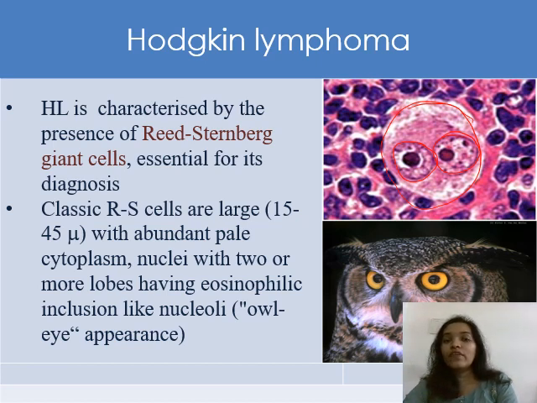So further, the differential diagnosis for the presence of RS-like cells include mainly infectious mononucleosis, carcinomas, sarcomas, and immunoblastic type of non-Hodgkin's lymphoma. These four will be the differential diagnosis for RS-like cells.